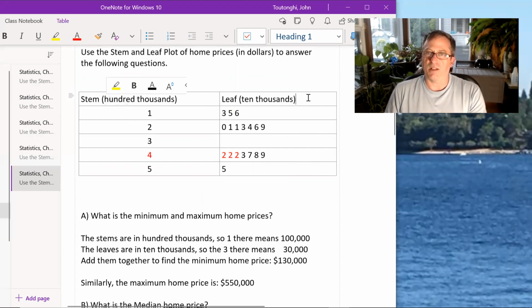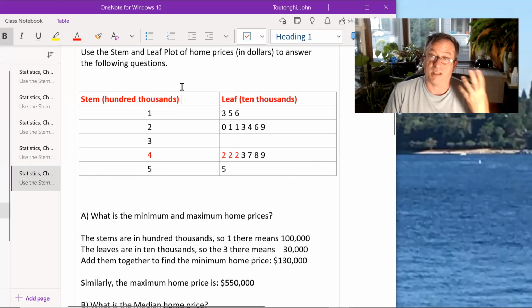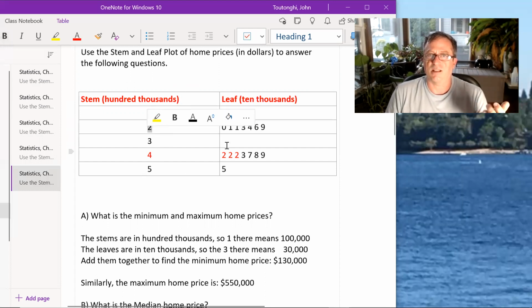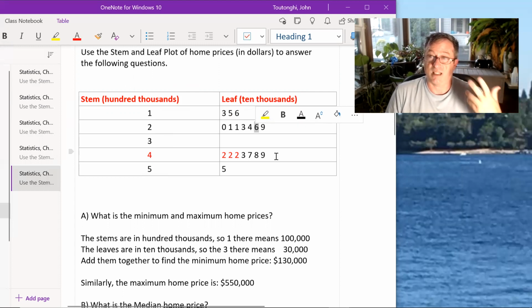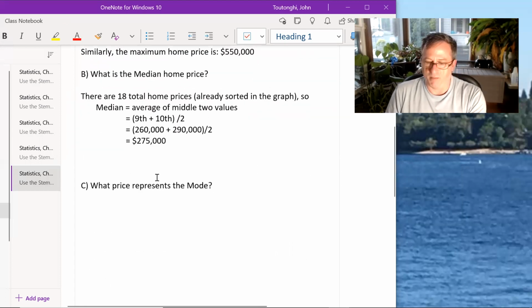So when you're doing the homework, you want to pay attention to what's going on up here with the headers. What is the place value of the stem? What is the place value of the leaf? So again, here it's 100,000. So a two up here means 200,000. A six over here means 10,000s, or 60,000. Put them together, 260,000.